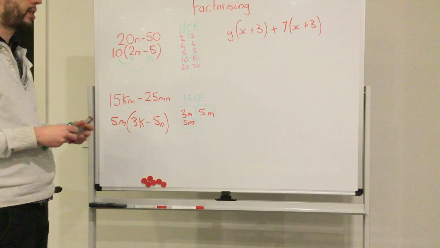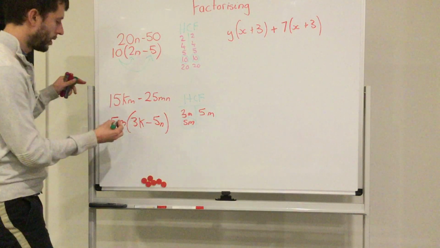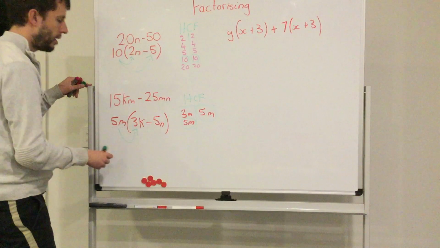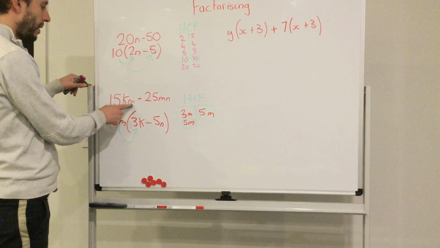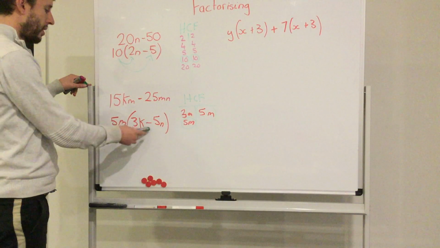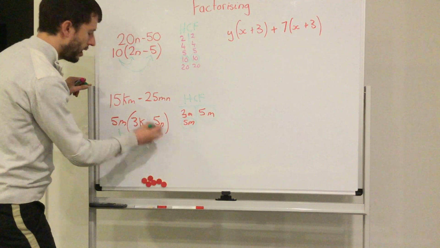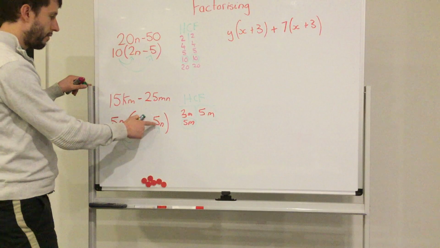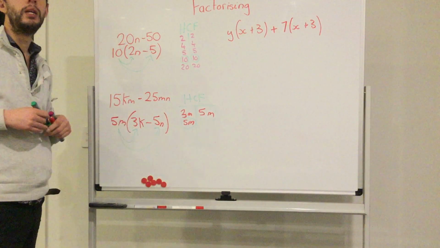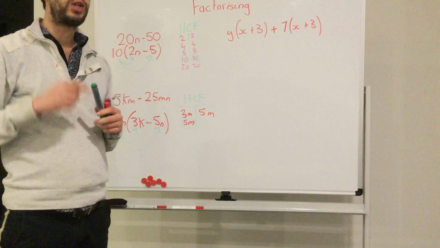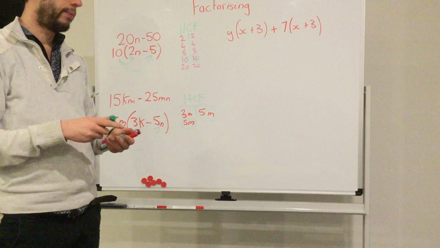Now we can double check that. 5m times 3k, so 5 times 3 is 15. It's timesing by m and it's timesing by k. Take away, we've got that there. 5 times 5 is 25 times m times n. So we are able to double check our answer to see if we are accurate.